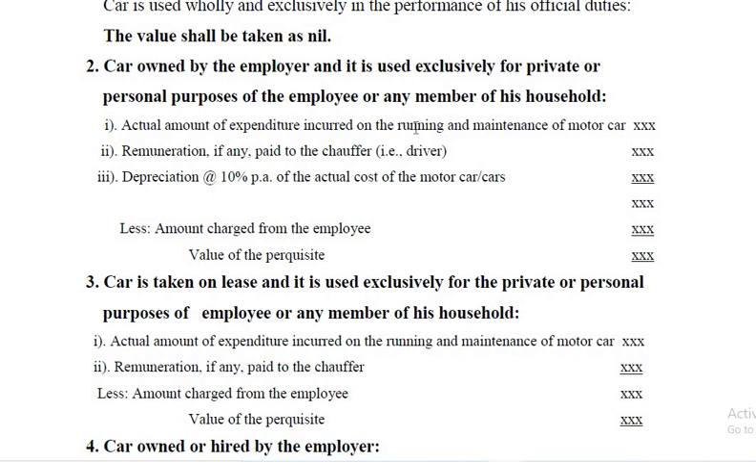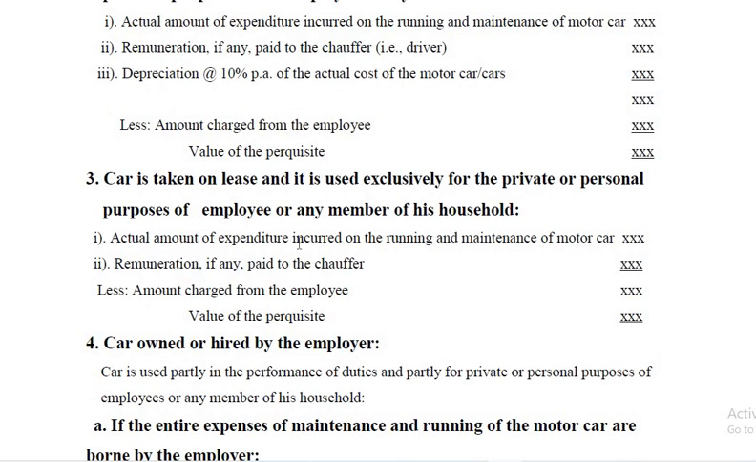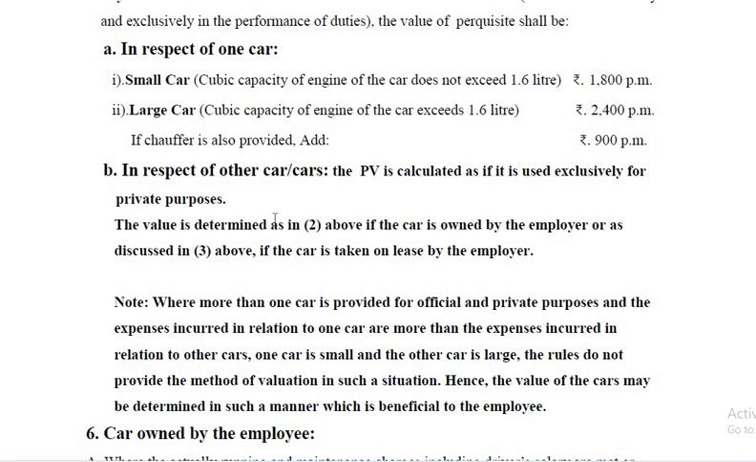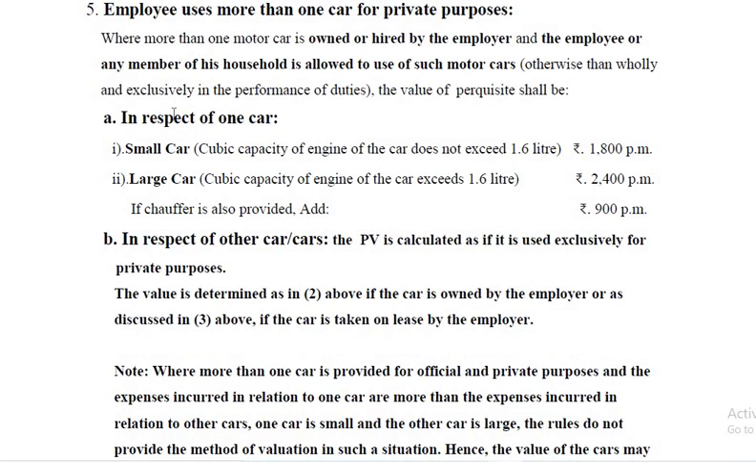That is actual cost of expenditure of running and maintenance, remuneration if any to the driver, and then depreciation at the rate of 10% per annum on the cost of the motor car. And if any amount is collected, deduct. If it is taken on hire, but for depreciation, all other things remain the same. So let me make it very clear. One car should be valued as if it is owned or hired by the employer, and running and maintenance expenses are assumed to be borne by the employer, and therefore small car 1,800 per month and large car 2,400 per month.